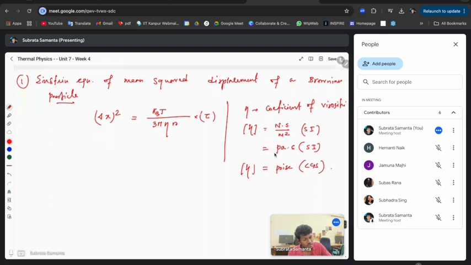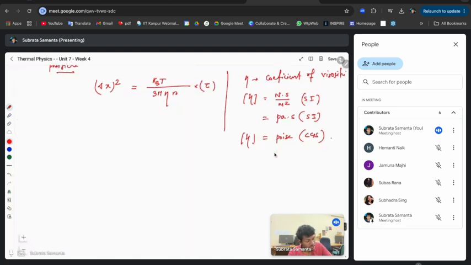Okay. So the next one is the temperature T. T is in Kelvin, given the temperature. And R, I will use CGS unit, so it is centimeter. And tau is the time, so its unit is second.